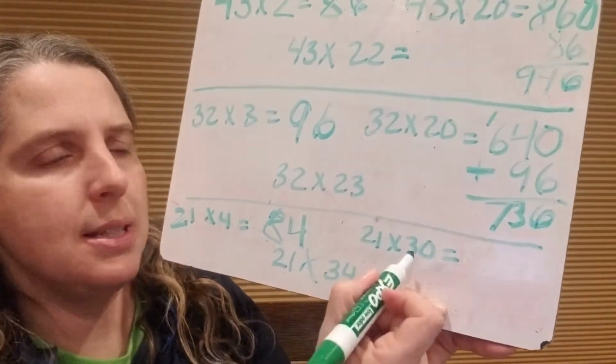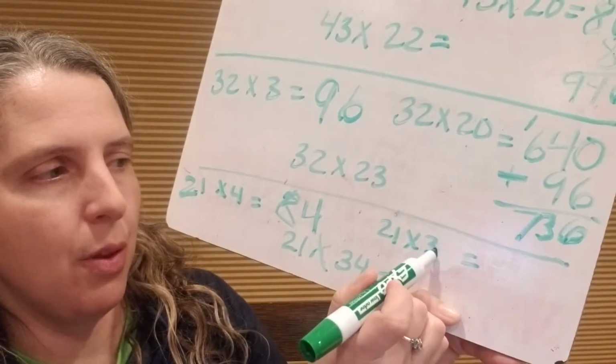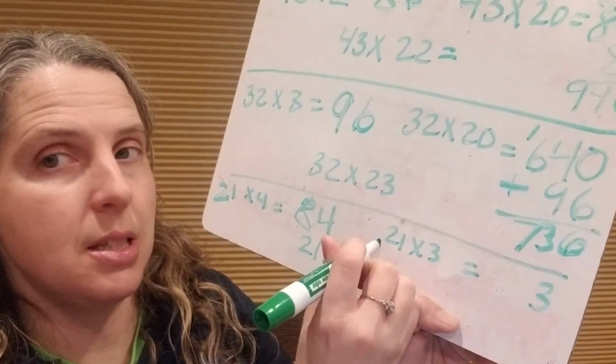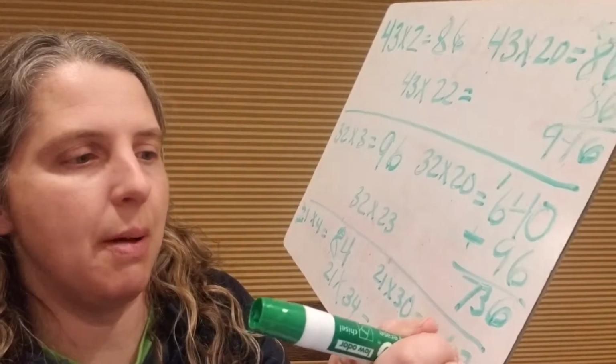All right, 21 times 30. What am I covering up? I'm going to cover up that 0. I don't need it right now. 3 times 1 is 3. 3 times 2 is 6. And then I need to uncover that 0 and put it back on.